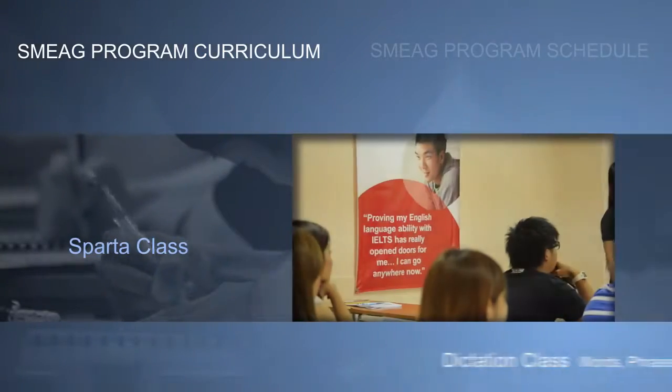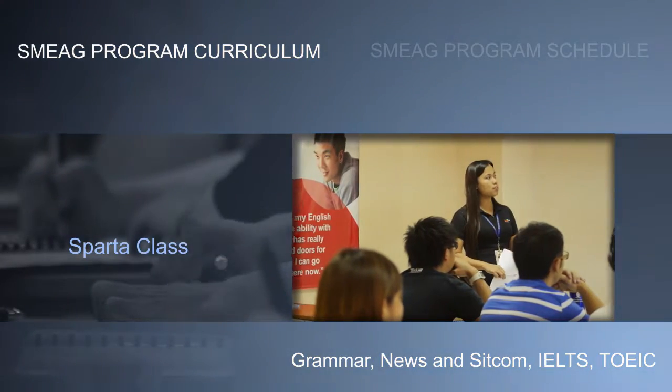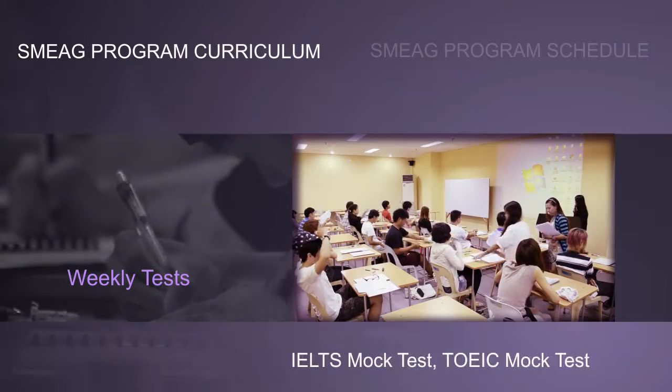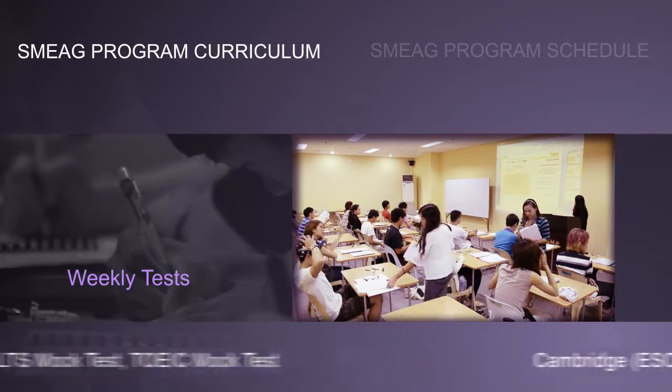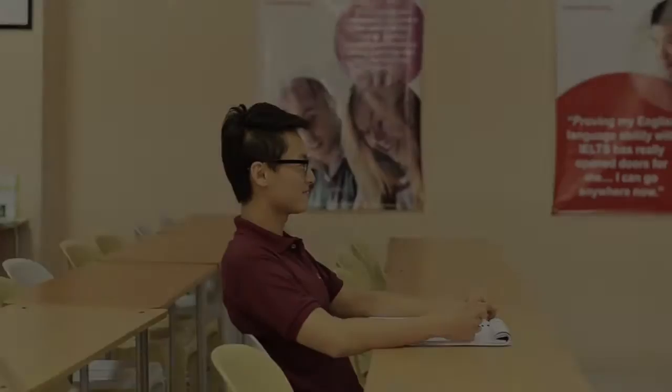Partner classes are mandatory classes. During the first 4 weeks of enrollment, students are required to attend morning and evening partner classes. Weekly tests. To help students assess their progress, a weekly test is administered in every campus and for every program. SME's program schedule is implemented like a regular school day.